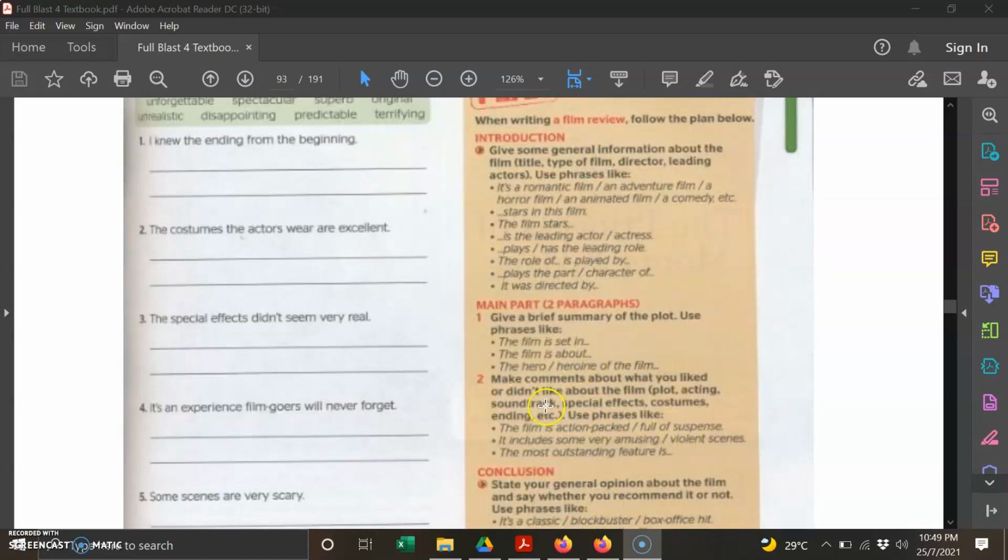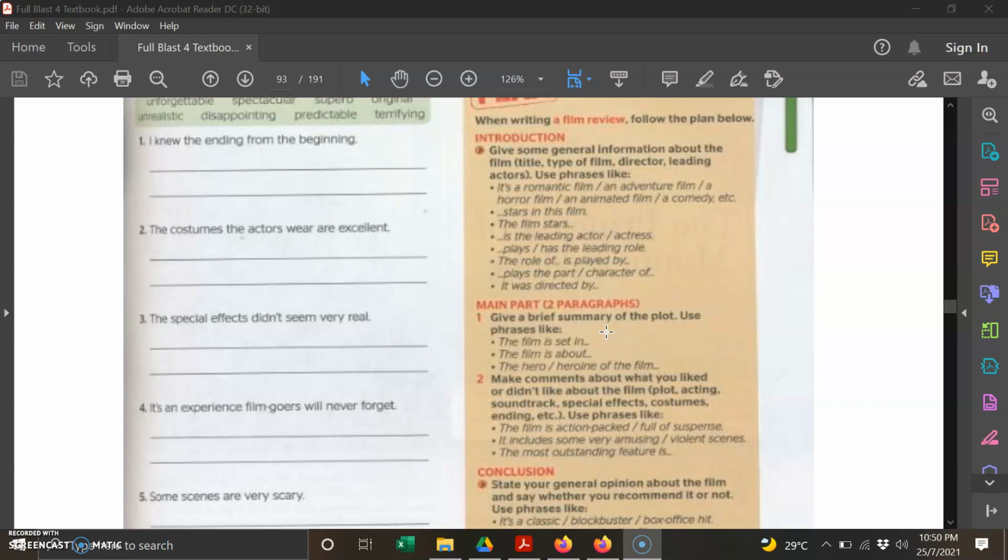Okay, content. So here, you must write in 2 paragraphs. So in the first paragraph, what you must do. You need to give a brief summary of the plot. Use phrases like, kamu hendaklah memberikan summary, okay, ringkasan tentang plot. Gunakan frasa seperti, the film is set in Kampung Kubang Gali. Okay? The film is about two best friends who work hard, okay, to build a castle in Usia Baru. Okay? The hero or heroine of the film, okay, succeeds, okay, in educating the children, okay, in the rural village.